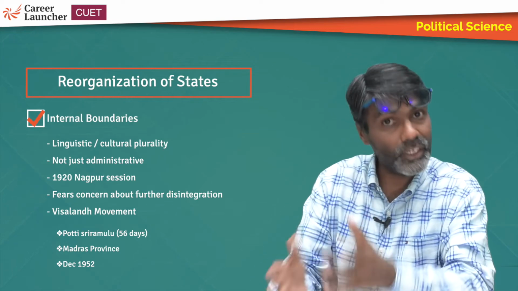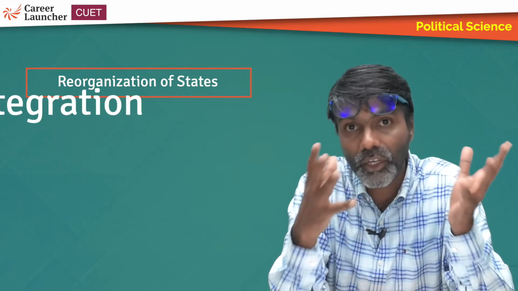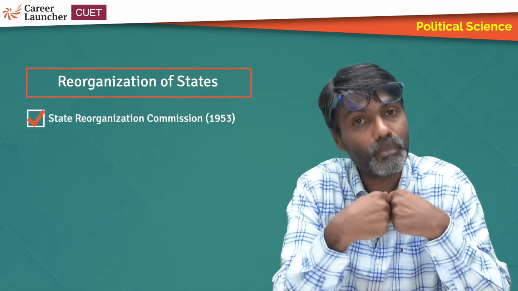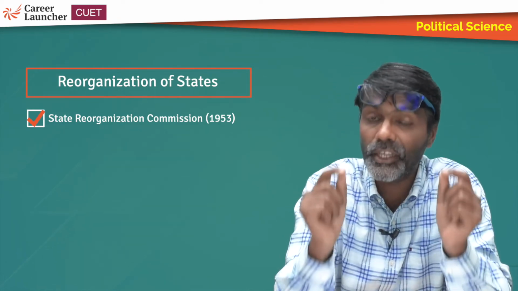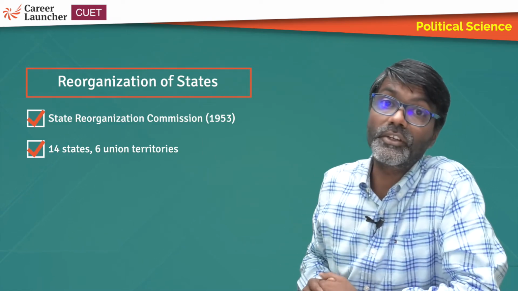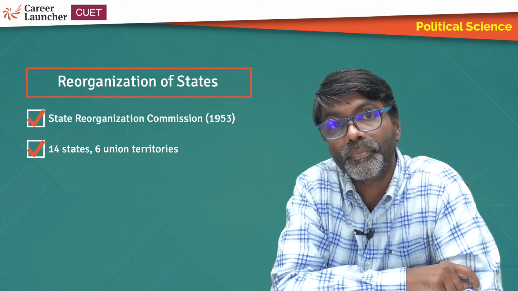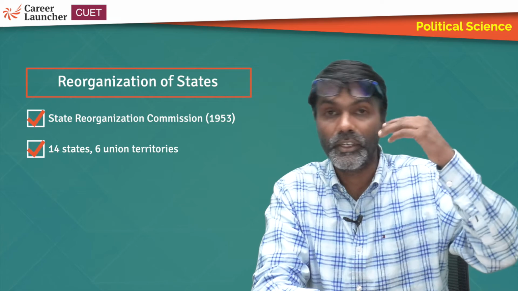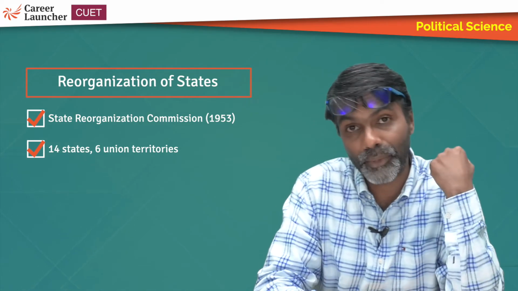So in 1953, at the parliament, they had to set up the State Reorganization Committee, and then that went in, came back with proposals, came back with recommendations, which led to the creation of 14 states and 6 union territories. Take a look at the graph, take a look at the map. So Marathi speaking Maharashtra, Kannada speaking Karnataka, Gujarati speaking Gujarat, all of those happened.